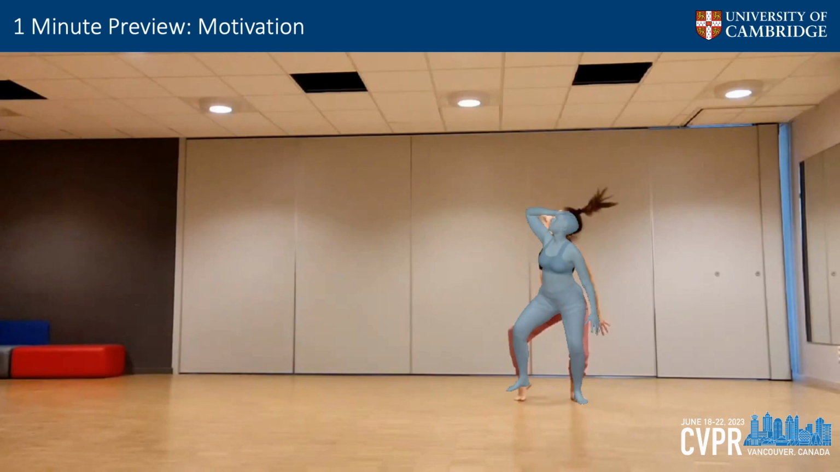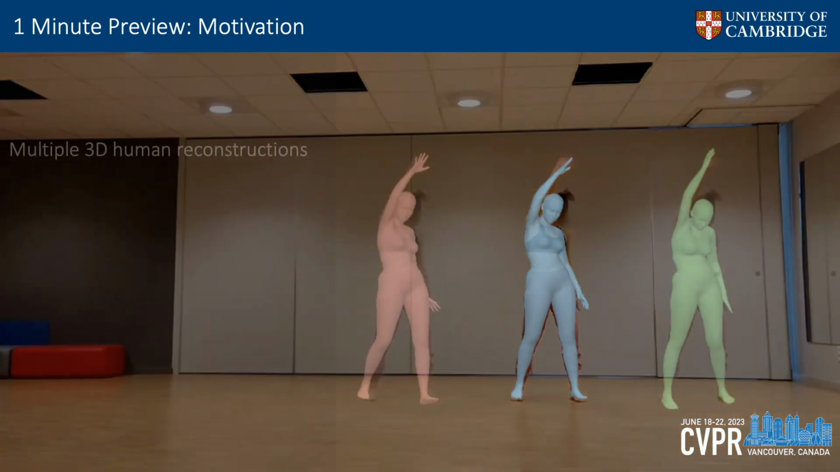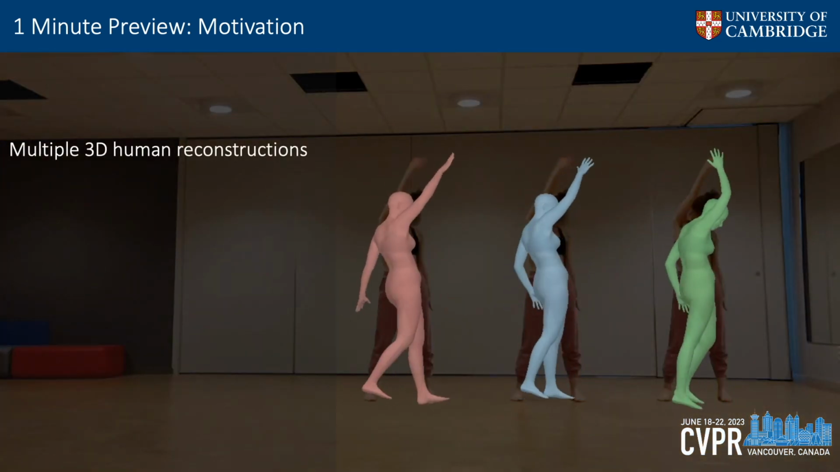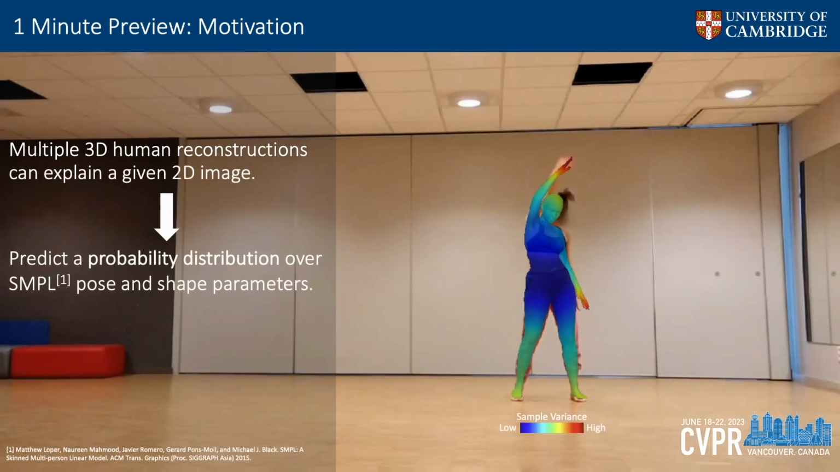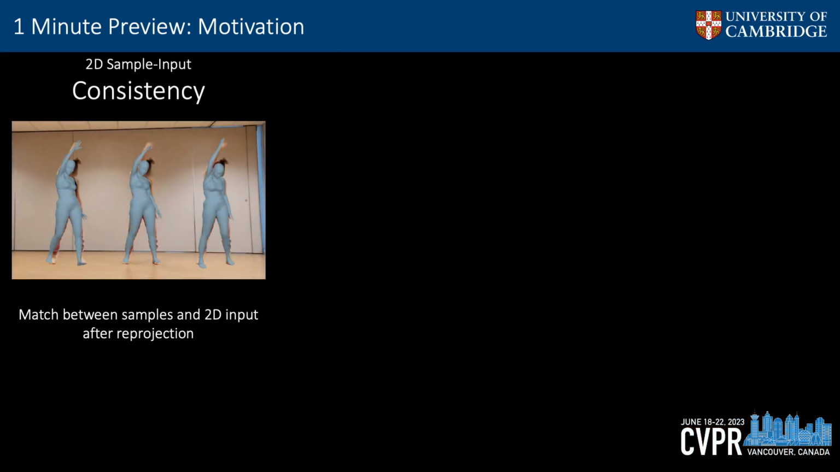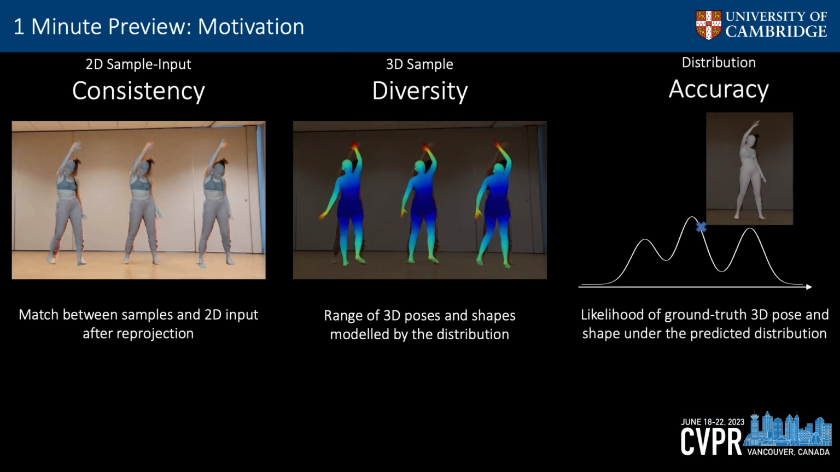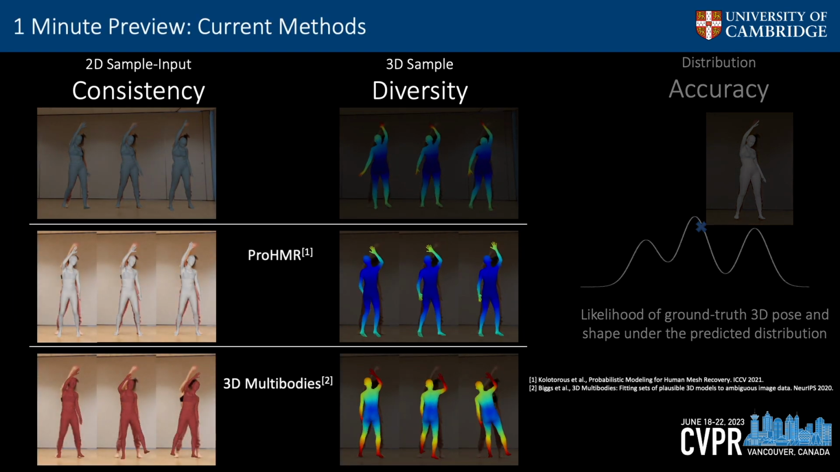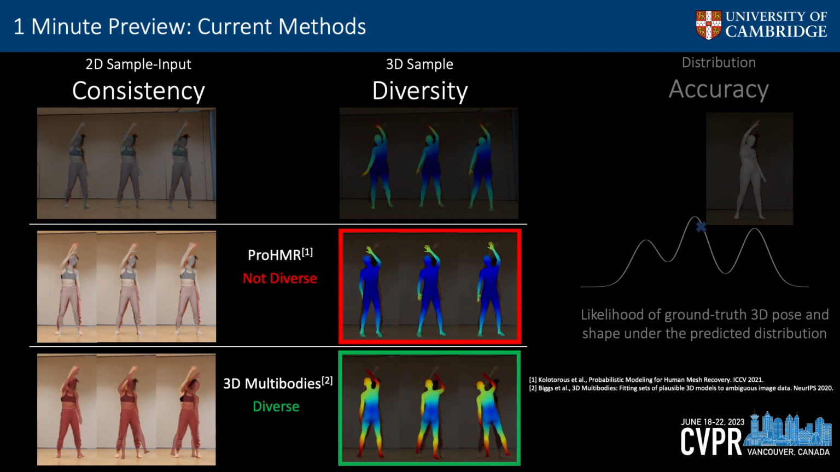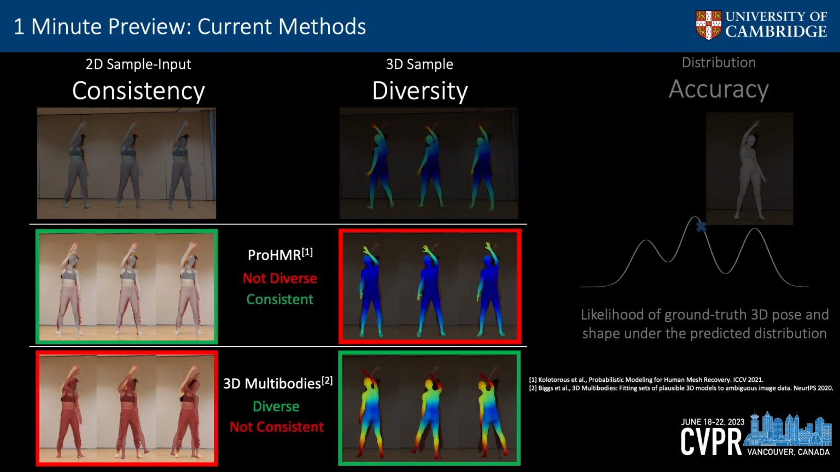Monocular human pose and shape estimation is ill-posed, since multiple 3D human reconstructions can explain a given 2D image. Thus, recent methods predict a probability distribution over SMPL pose and shape parameters, but exhibit a trade-off between three key properties, namely consistency, diversity, and accuracy. In particular, it is challenging to model a distribution over a diverse range of 3D solutions that are all consistent with the visible cues in the 2D input.